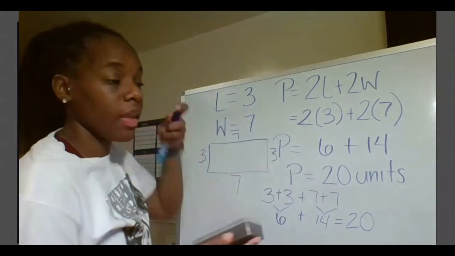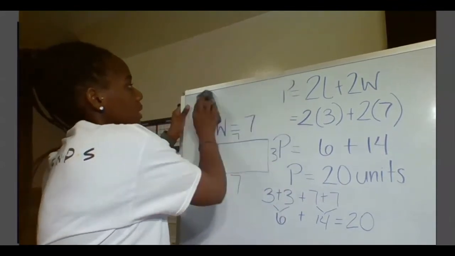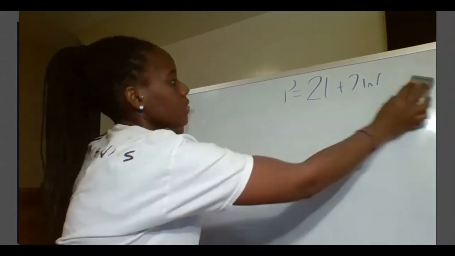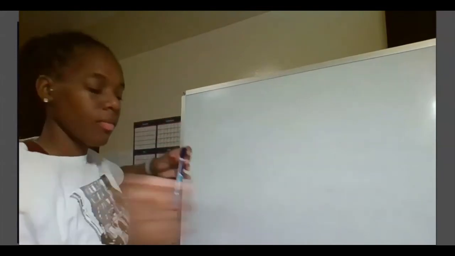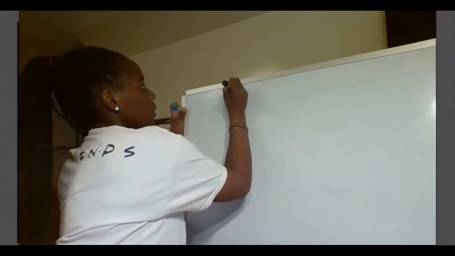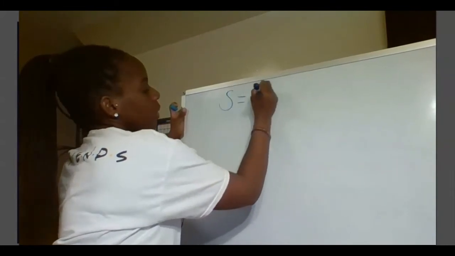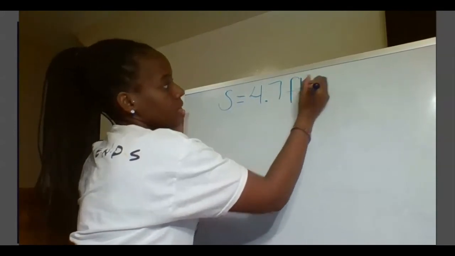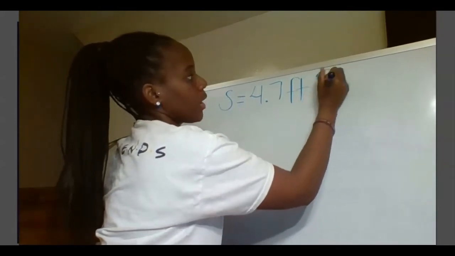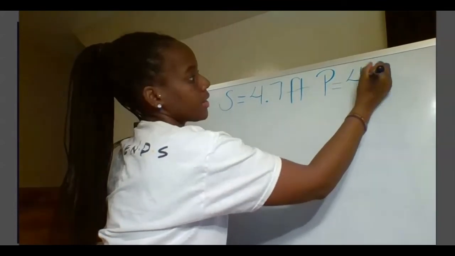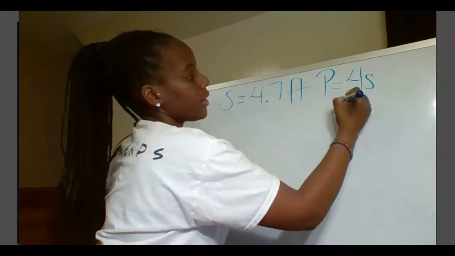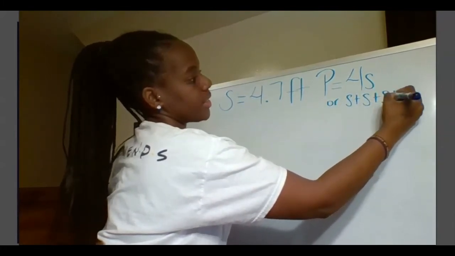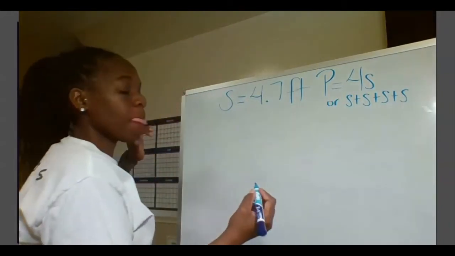We'll go ahead and do the same thing with the square. With the square, we use S is equal to 4 and 7/10. This time it gave us feet. And then the formula was P is equal to 4S, or S plus S plus S plus S. It's the same thing, okay? So we'll do it both ways.